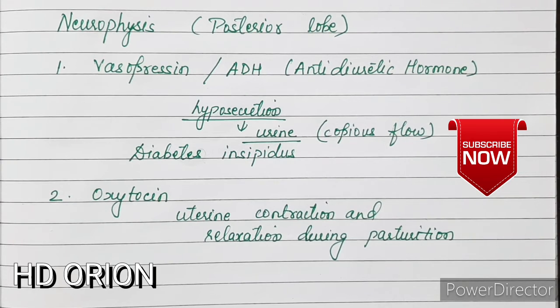So this is all about the three lobes of the pituitary gland, the Adenohypophysis, pars intermedia, and the Neurohypophysis.